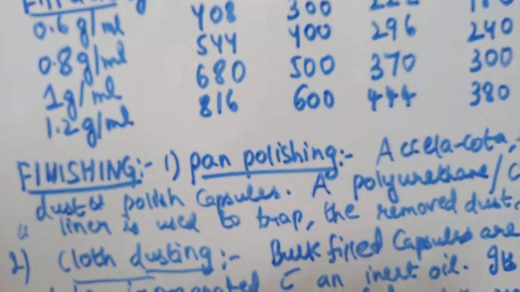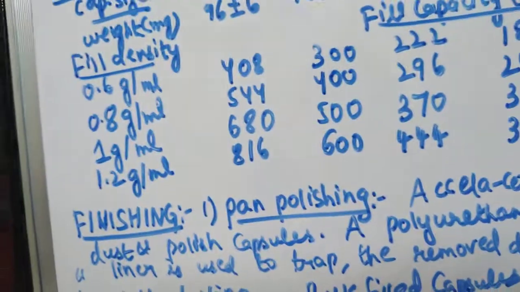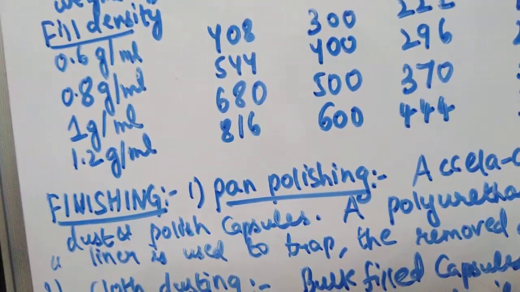The next topic is finishing of capsules. Finishing means finished capsules. From all the filling equipment, they require some sort of dusting or some kind of polishing operation. Why?